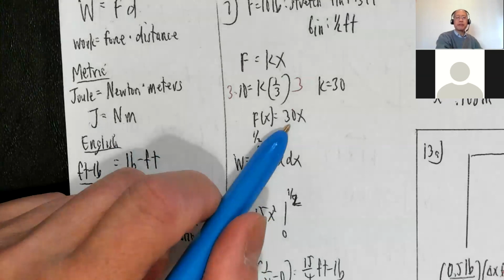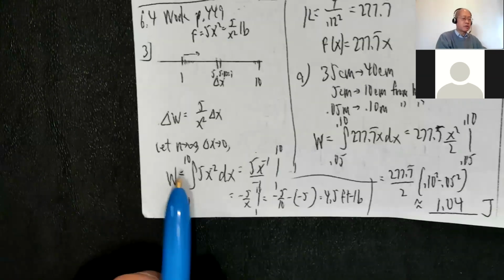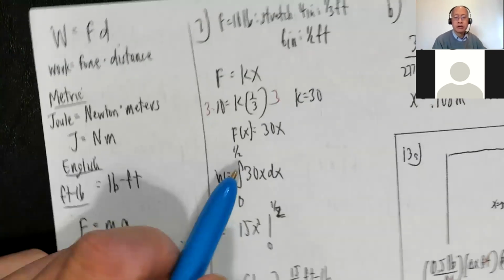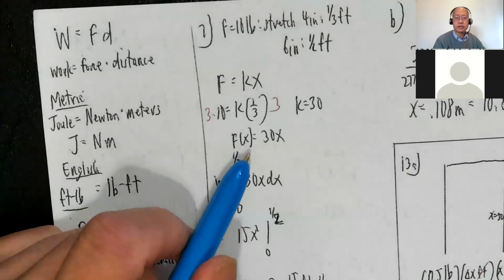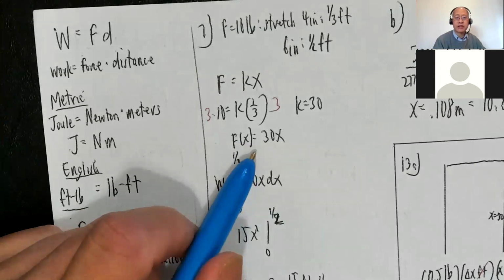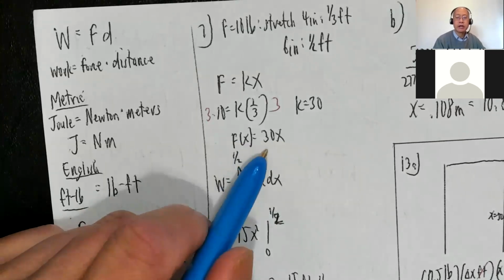And now the rest of the problem is like this one. So that's what makes this problem a little bit harder. You have to figure out what that force is. F of x is equal to Kx. So you integrate the force.